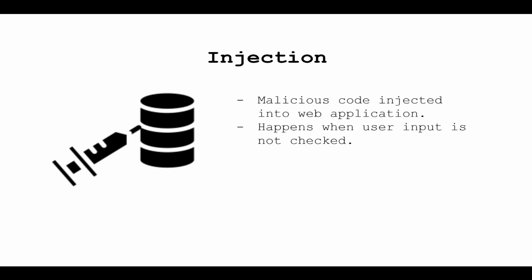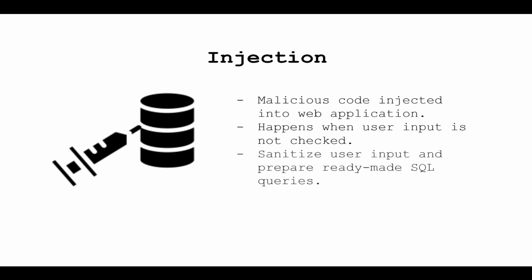Another example is command injection. Here, an attacker injects malicious shell code into a web application. This can lead to devastating consequences, including a complete system takeover. To prevent injection attacks, it is important to check and sanitize all user input. Use ready-made SQL queries in the backend instead of generating SQL queries on the fly. Additionally, keep all software and libraries up to date with the latest security patches.